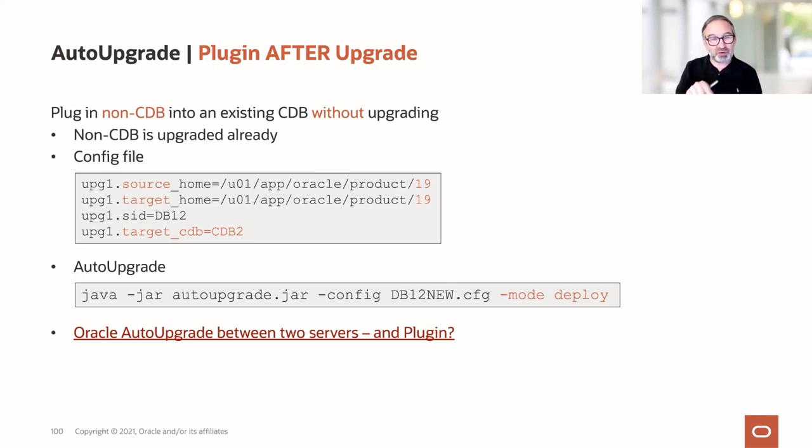Now I kick off AutoUpgrade, AutoUpgrade minus config file, minus mode deploy, and it will take my non-CDB, plug it in, and run all the conversion steps for me. This is super cool and super useful in case you are already on 19c, but you would like to benefit from the free pluggable databases allowed with every license of an Oracle database server, but only 19c onwards.